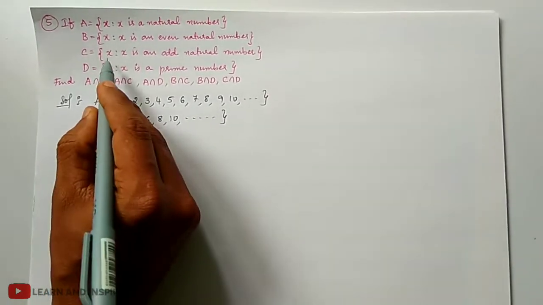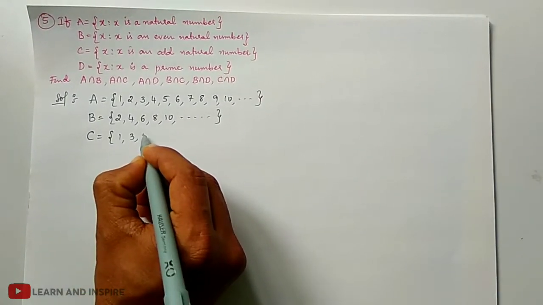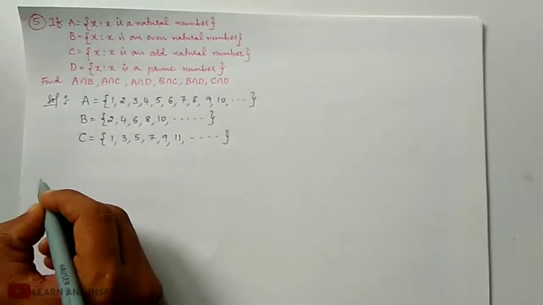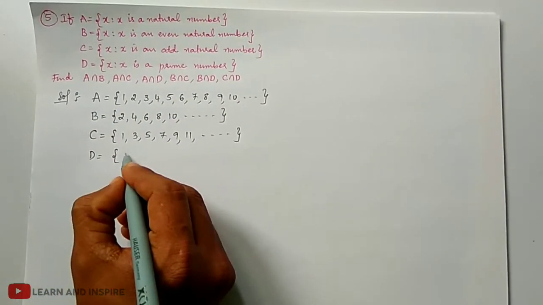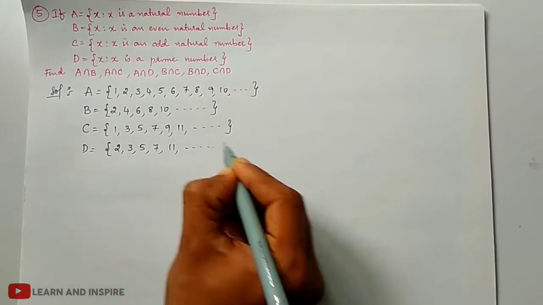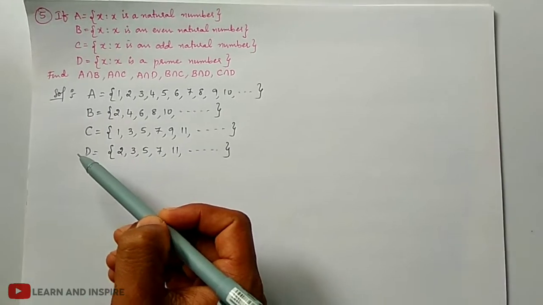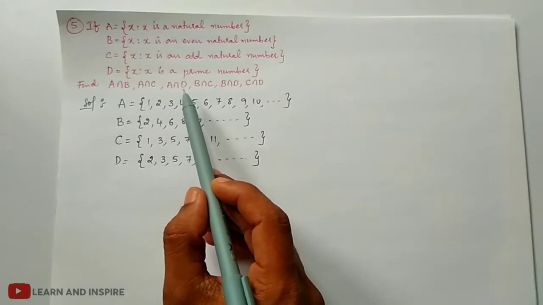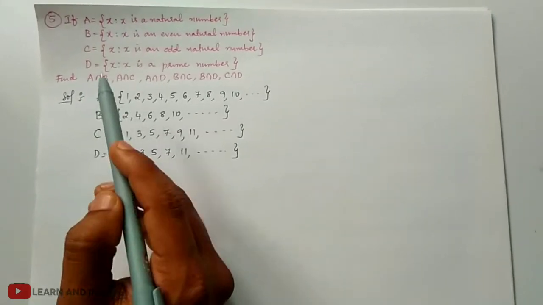Now set C is {x such that x is an odd natural number}. So we write odd numbers 1, 3, 5, 7, 9, 11, and so on. Next set D is {x such that x is a prime number}. Prime numbers are 2, 3, 5, 7, 11, and so on. So here we have set A, B, C, D, and from this we can find all the intersections. First we find A intersection B.